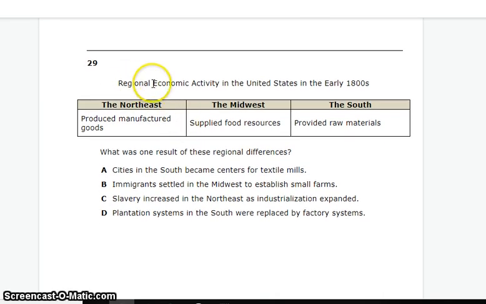29. Regional economic activity in the United States in the early 1800s. The Northeast produced manufactured goods. The Midwest supplied food resources. The South provided raw materials. What was one result of these regional differences? A. Cities in the South became centers for textile mills. B. Immigrants settled in the Midwest to establish small farms. C. Slavery increased in the Northeast as industrialization expanded. D. Plantation systems in the South were replaced by factory systems.